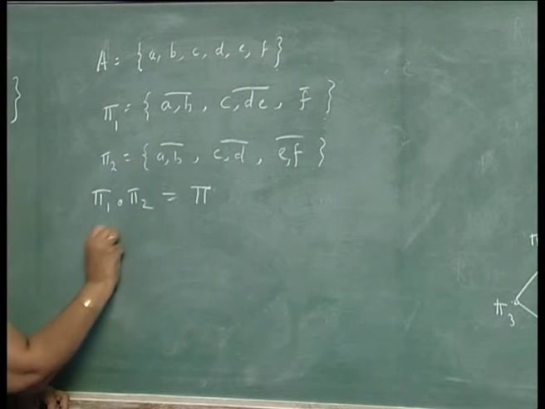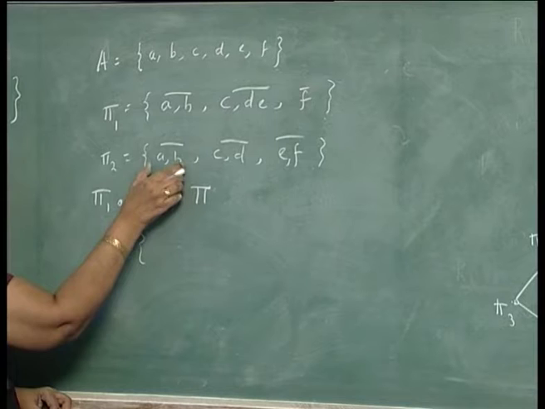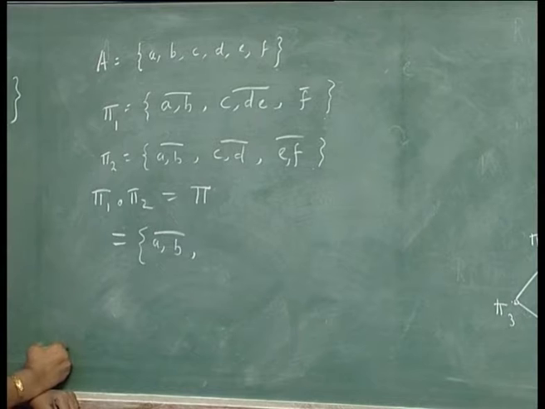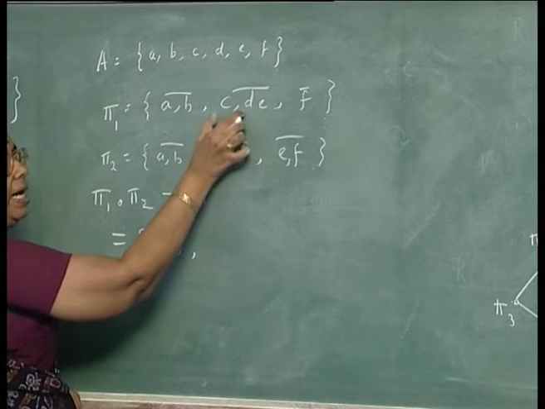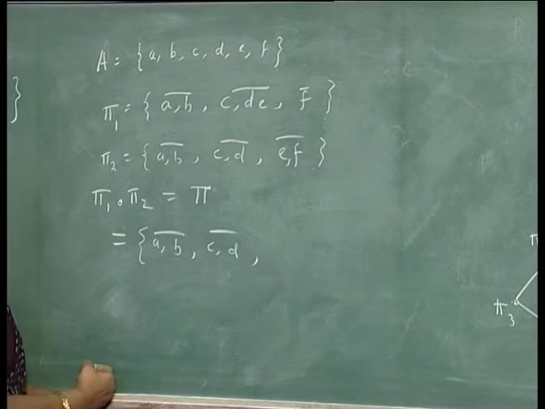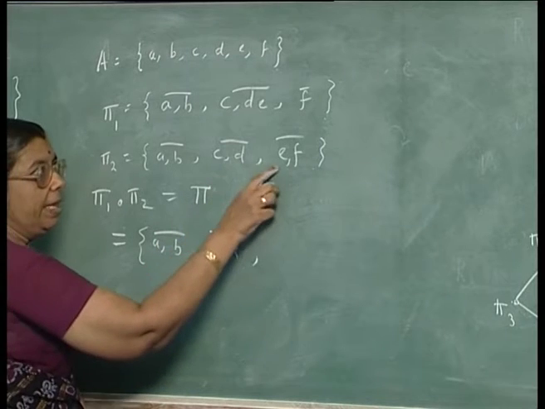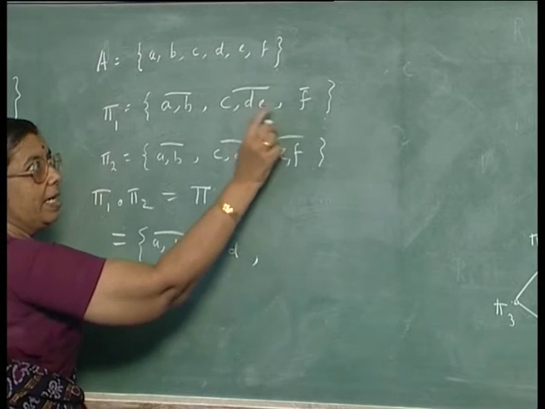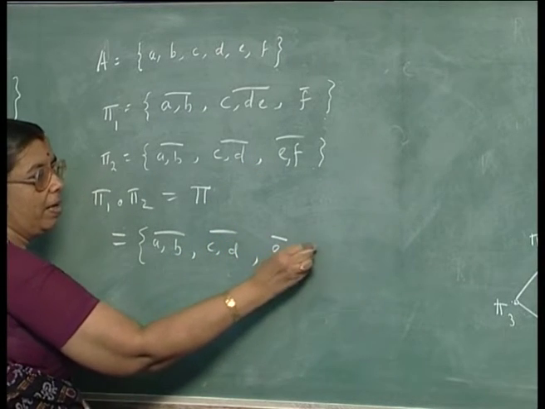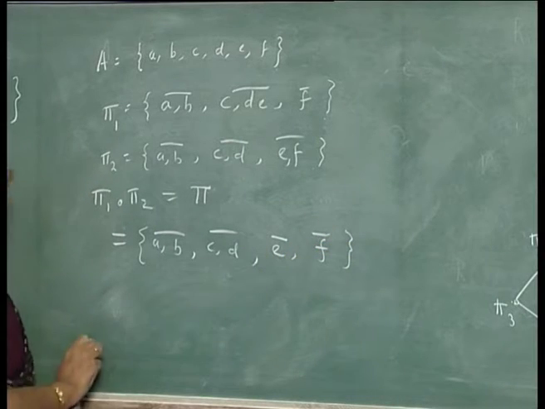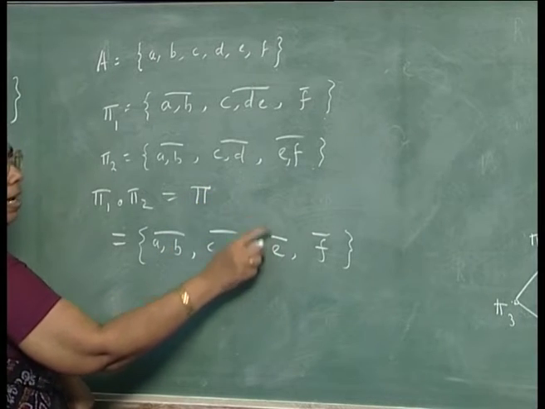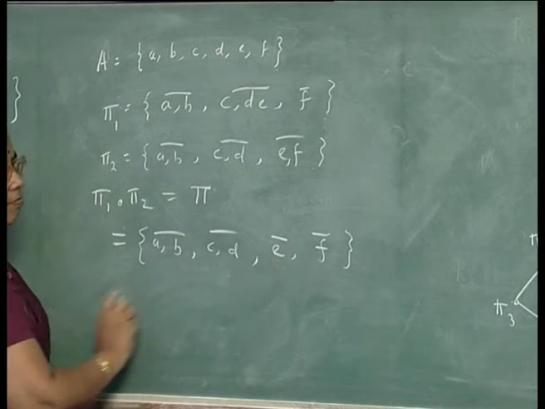Consider this example. AB is a block here, AB is also a block there, so that will be retained as it is. Now, CD is one block, C and D are in the same block here, so CD again will be a block here. But EF is in one block here, while E and F are in different blocks there. So, you cannot have EF in one block; E will be in a separate block, F will be in a separate block. You have to split it. CDE will be split as CD and E, and EF here will be split as E and F.